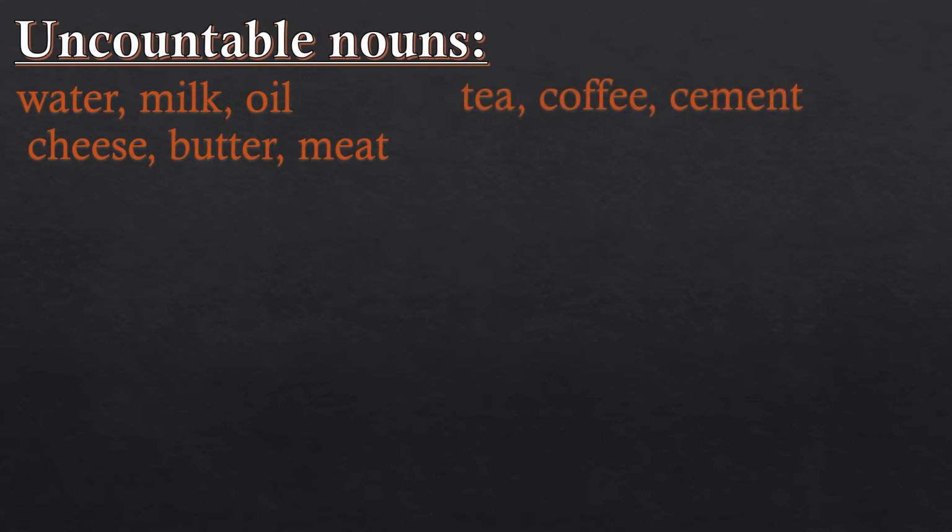Another group is words like tea, coffee, and cement. Tea, it's powder. Coffee also is powder. It can also be a liquid. Cement also is a powder. We cannot say a cement and cements, for example.